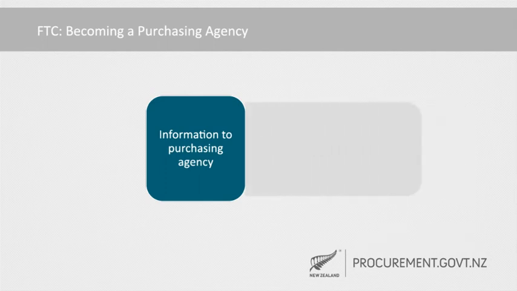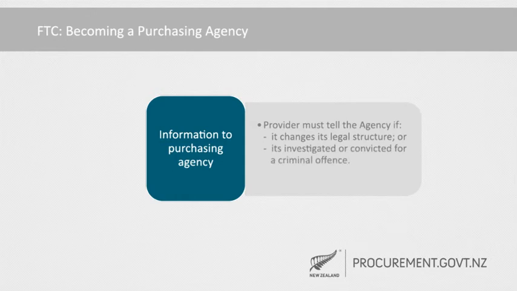This section is about information that the provider must give the agency. The provider must tell the agency in writing if it changes its legal structure, or the provider or any of its personnel or contractors are investigated for or have been charged with a criminal offence that could impact on delivering the services. That includes offences that could damage the provider's or the agency's reputation. In both situations, the agency and provider will discuss what an appropriate response should be, since there won't be one right approach that should apply in all circumstances.